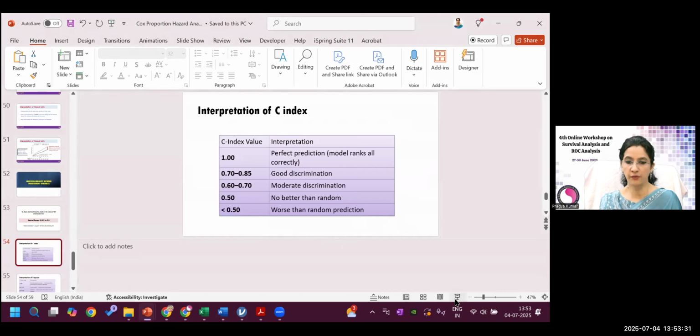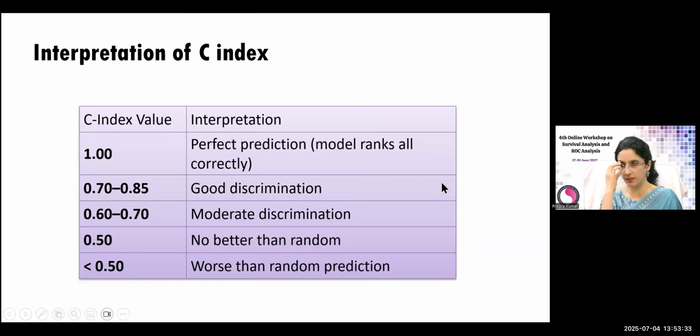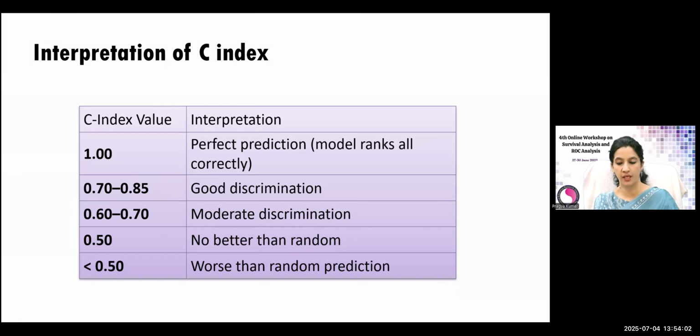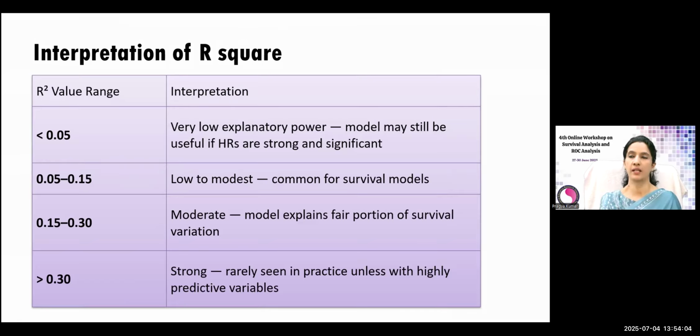This is the value of the C index, which we generally remember: if it is 0.5, then like AUC, we say that it has no discrimination. If it is between 0.6 and 0.7, we say that there is moderate discrimination. But good is when it is 0.7 or more than 0.7. This is regarding your C index, or concordance index. We also call it a concordance index.